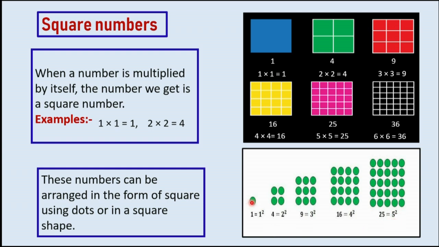Now see how the dots have been arranged. 1 dot. Here 2 into 2, that is equal to 4, written like this. 3 into 3 can be written like this. 4 into 4, and 5 into 5 can be written like this. Here how many dots are there? 1, 2, 3, 4, 5. Each row contains 5 dots. Each column also contains 5 dots. That means 5 into 5 is equal to 25.